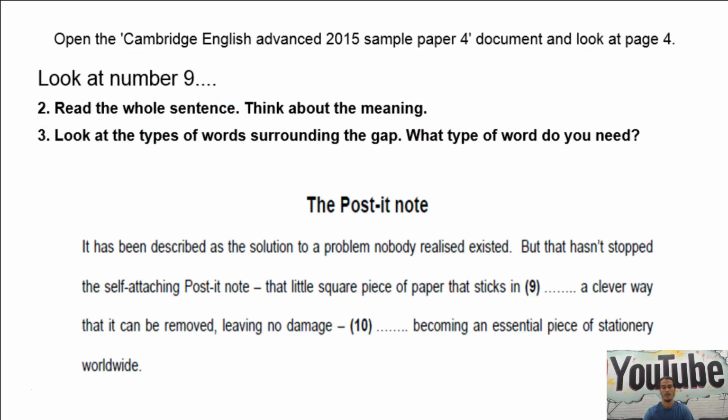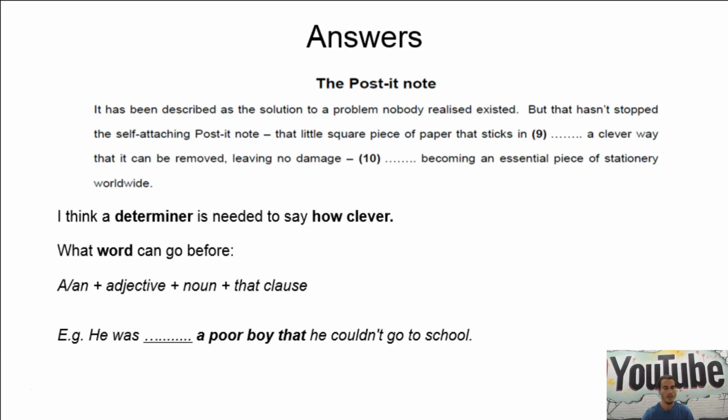Just to remind ourselves the technique in the exam. Firstly, read the whole passage to have a quick understanding what it's about. Secondly, read the whole sentence. Think about the meaning of the sentence. What type of word fits with the meaning? And then once you understand the meaning and you think you know what type of word you need, then you need to focus really on the type. The type of word. Is it an adjective? Is it a noun? And that depends on the words before and after the gap, as we've seen in this example.